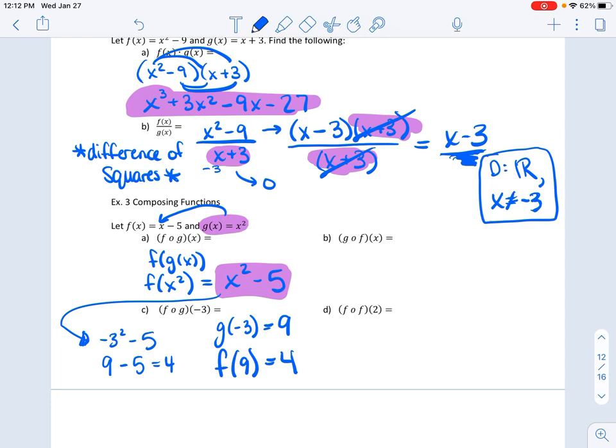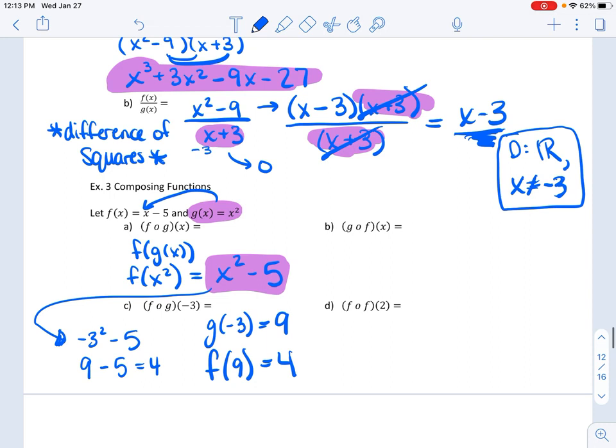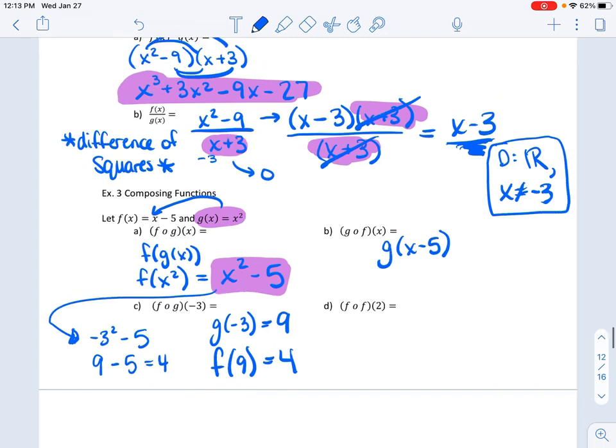All right, and then part B, we have g of f of x. So we're just reversing these. Now we're putting the f equation, x minus 5, in for the g equation. So maybe it'd be easier, g of f of x. So now we have g of x minus 5. Go ahead and plug that in, and that will equal x minus 5 squared. You could FOIL that if you wanted. It depends on what the answer is asking for.